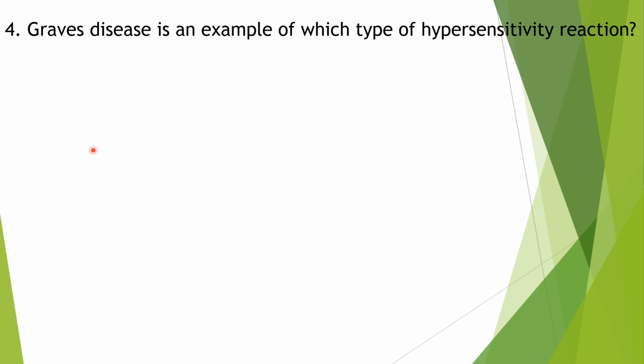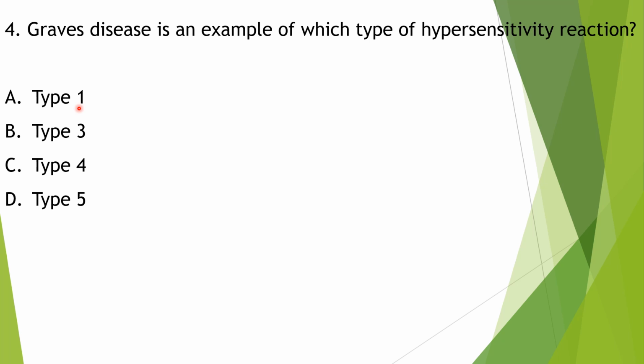Graves' disease is an example of which type of hypersensitivity reaction? Is it type 1, type 3, type 4, or type 5? So here you need to know about the different types of hypersensitivity reaction. Hypersensitivity reaction is when the immune response is overactive to a foreign antigen. An antigen, you know, is a foreign protein that stimulates an immune response in a susceptible individual. Mainly, there are 5 types of hypersensitivity reaction: type 1, type 2, type 3, type 4 and type 5.